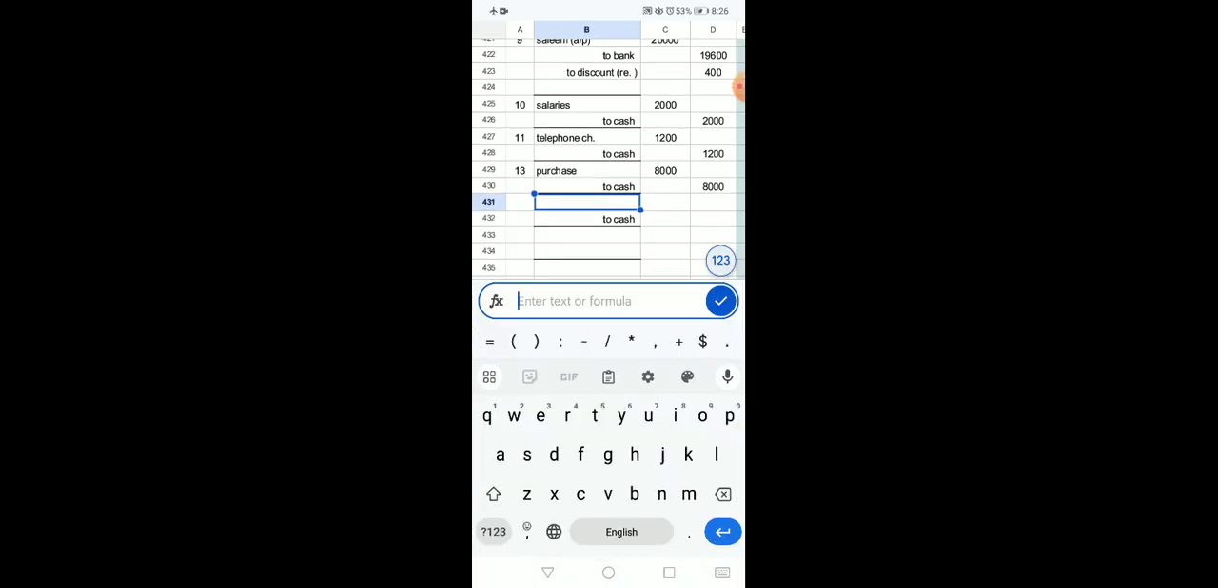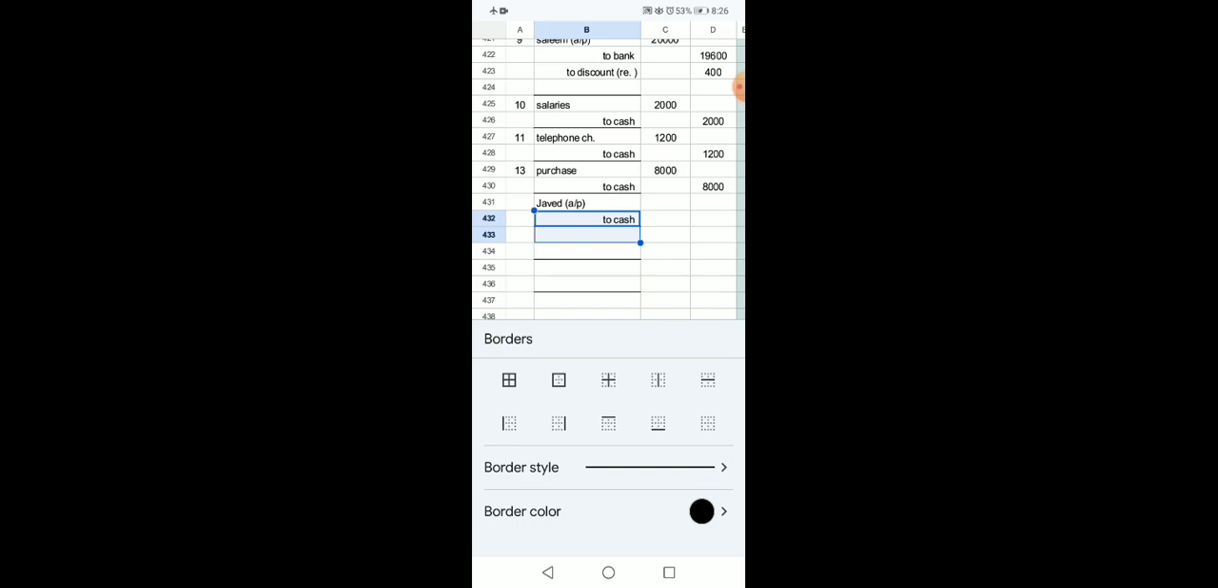After payment, your liability has decreased. A decrease in liability should be debited. So you are mentioning the name of Javed on the debit side, as after payment he is no more your account payable, no more a liability. A decrease in liability should be debited. So you have mentioned the name of your account payable on the debit side.